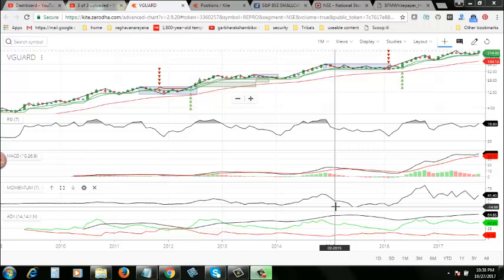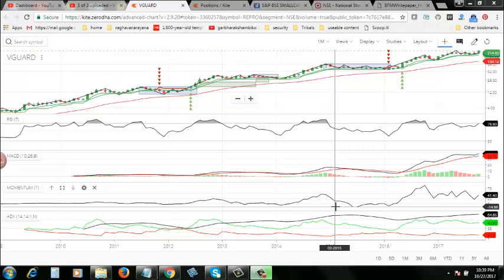Now, what you're seeing right now is the monthly technical chart of VGuard, and you can see the historical price movement of VGuard, and the graphs of other technical indicators that I am using to analyze this stock technically. I will list out the indicators that I am using here. I'm using MACD, RSI, ADX, momentum, super trend, Darvas, moving averages, etc.